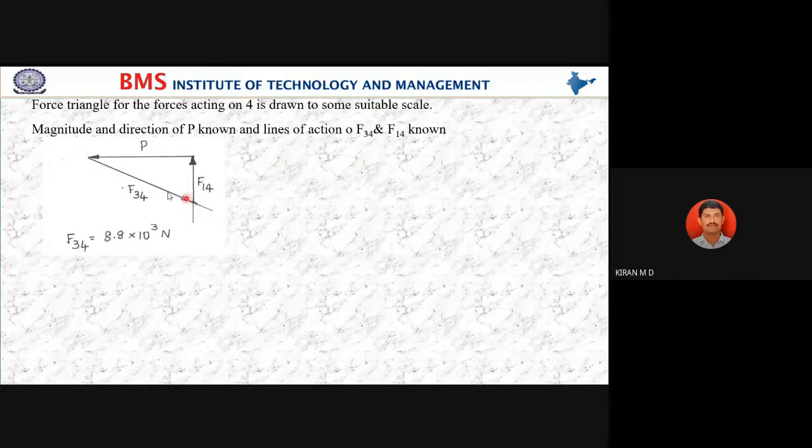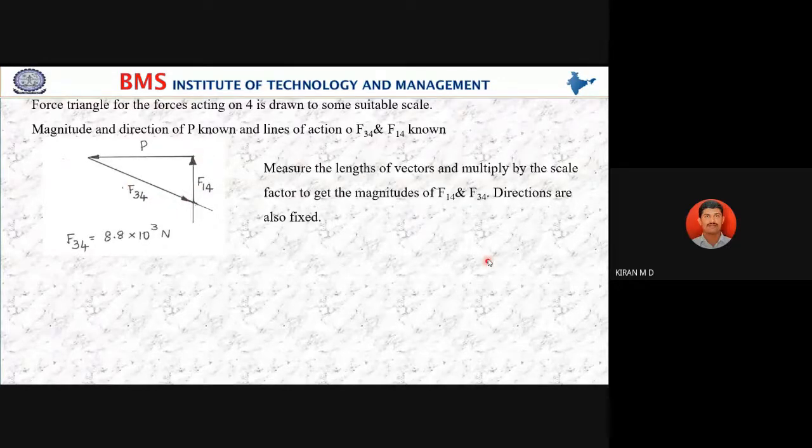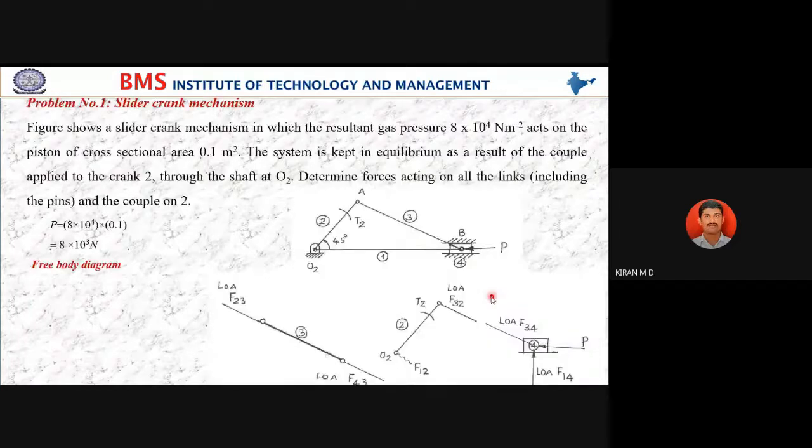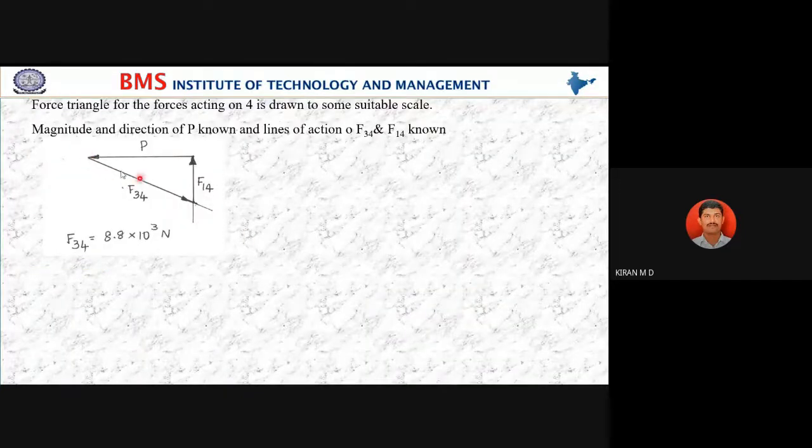Now, how did you get this direction and this direction? This 3-4 is based on the direction of the piston, same direction, but we don't know the magnitude. Just draw the line. We know the starting point and ending point of P. Now we know the starting point of P34 or 43.